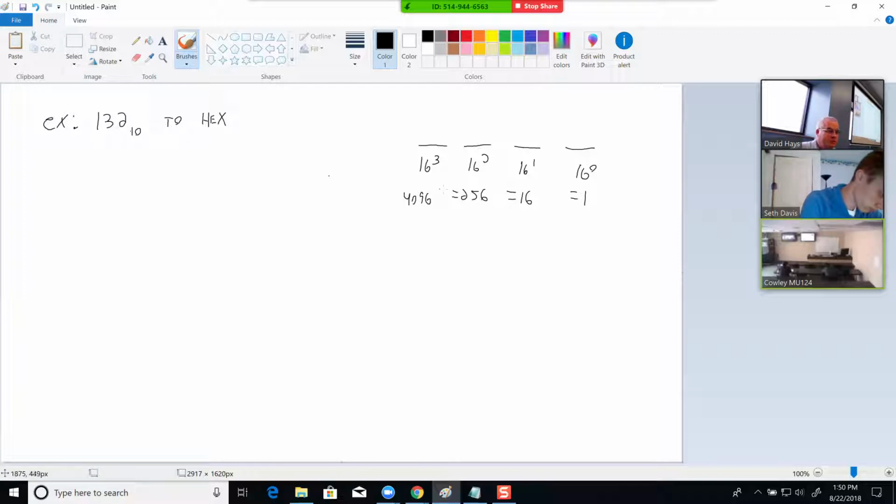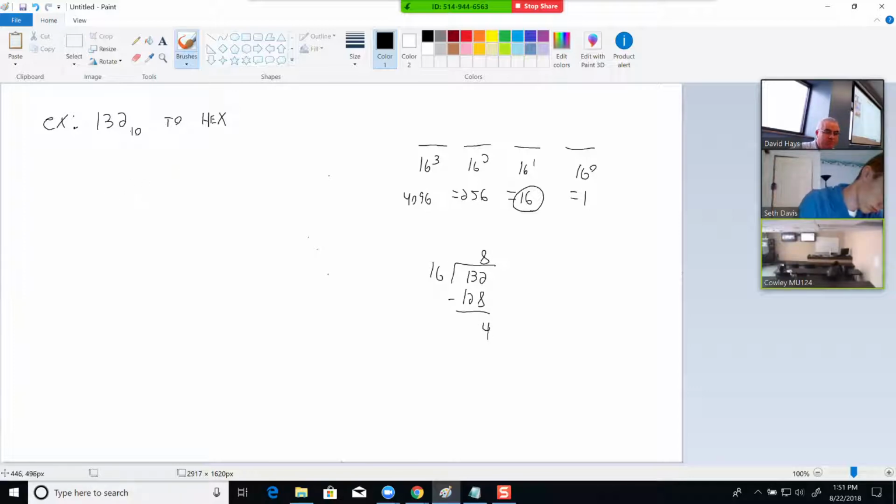So we're starting with 132. We look for the first number, going from the left. So we're looking for the largest number that's less than or equal to 132. Starting out, that would be 16. So we take 132 divided by 16. That gives us 8. And 8 times 16 is 128. If you subtract those, you get 4.